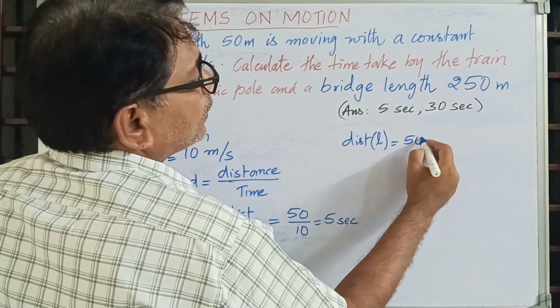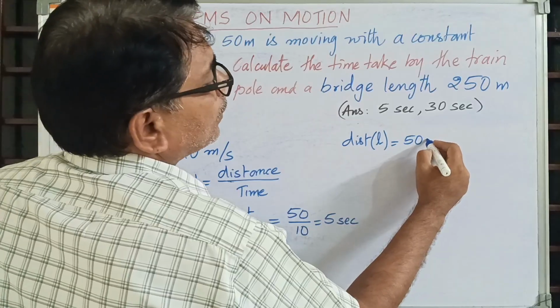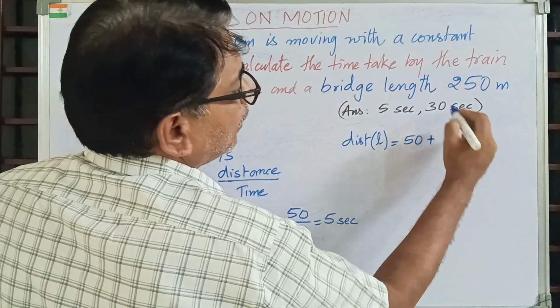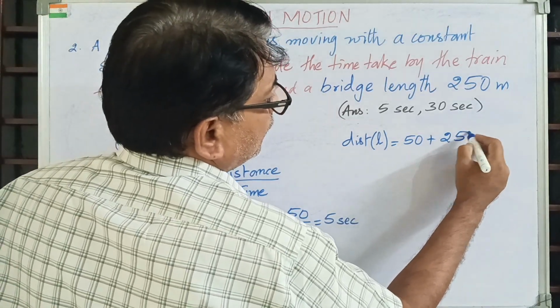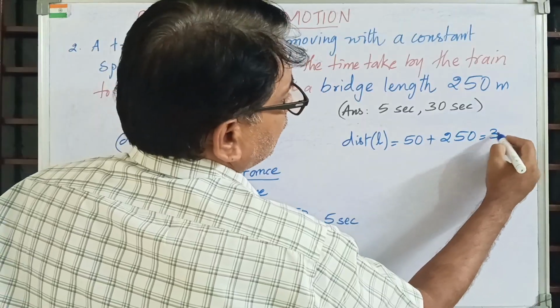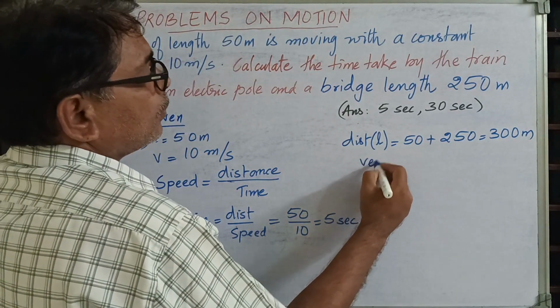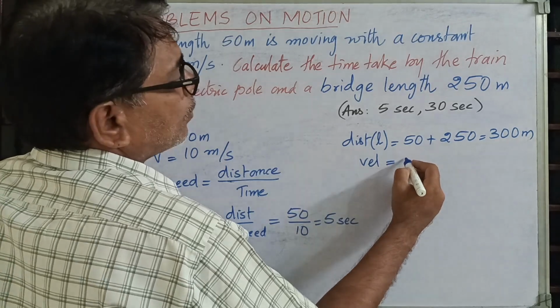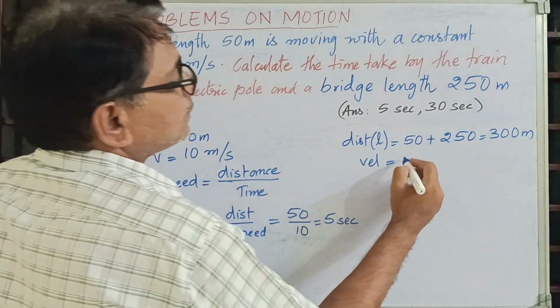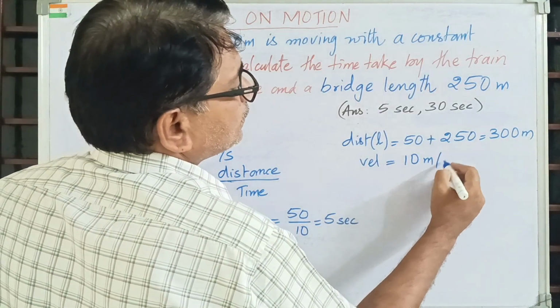Second part again, distance or length, both mean the same. Already 50 meters is the length of the train, and 250 is the length of the bridge. So on the whole it is 300 meters. Now again, what else is available to you? Velocity. Velocity is how much? 10 meters per second.